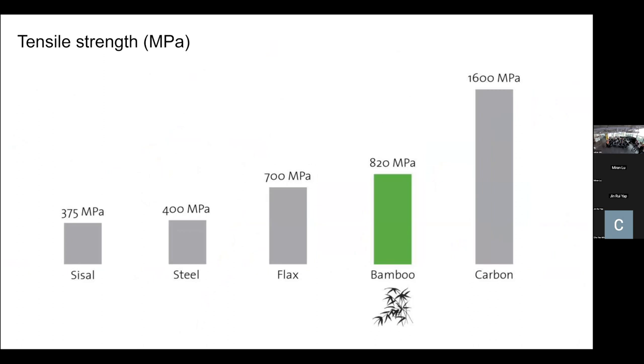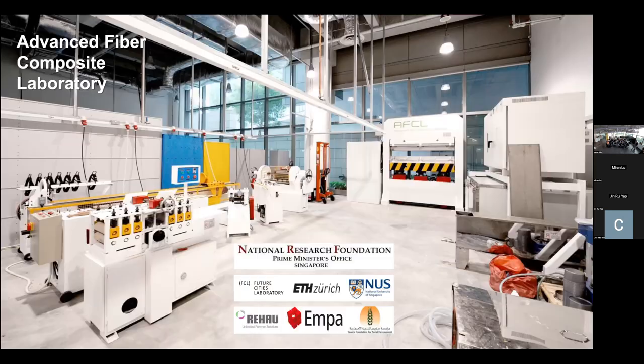But of course, for us as engineers, it was also important to know that it has good mechanical properties. If you compare the mechanical properties of bamboo even to some of the synthetic fibers like carbon or glass, it was almost equivalent. Therefore, we started to set up the lab in Singapore. We got this funding from the National Research Foundation in 2011. Then we set up the lab in 2012, 2013, at Innovation Wing Level 1.